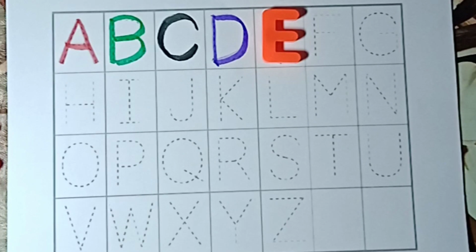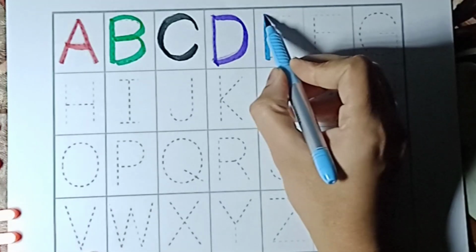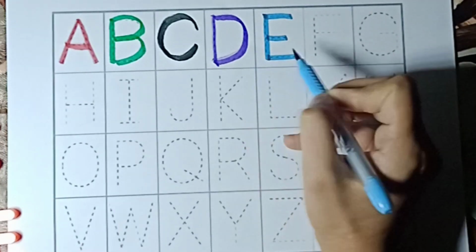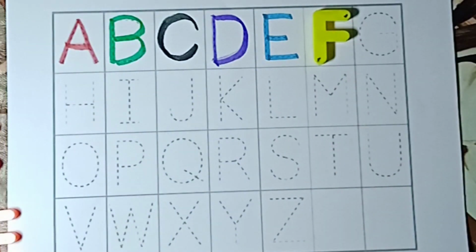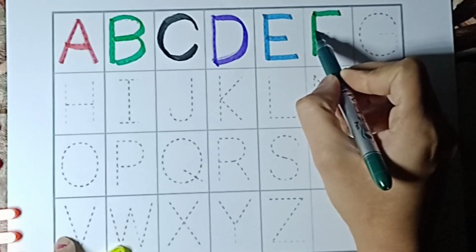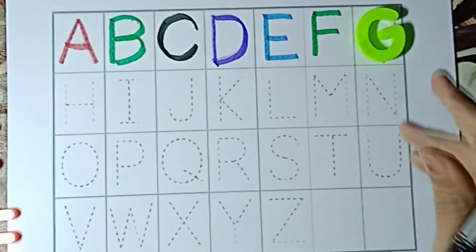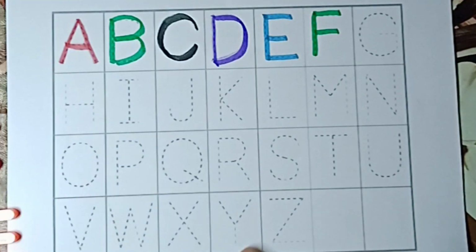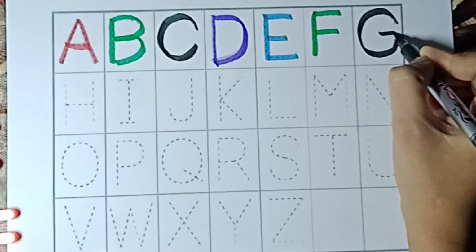E. E is for elephant. Very good. Next letter is F. F is for fish. Very good. And next letter is G. G is for grapes. Very good.